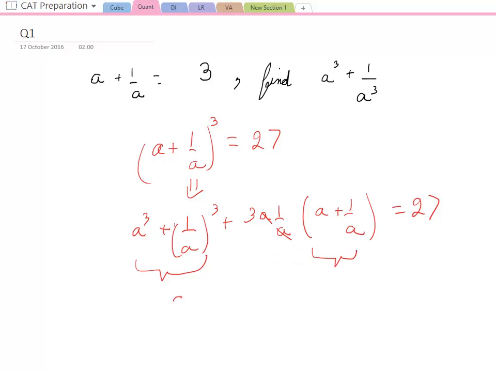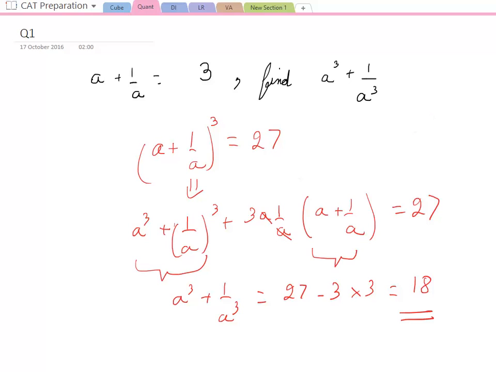So for using this, we can calculate a cube + 1/a cube is equal to 27 - 3 into 3. This gives 18. So we are helped again by the fact that a and 1/a cancel each other. So whenever you see something of this sort, you should start thinking of the identities that you have come across.